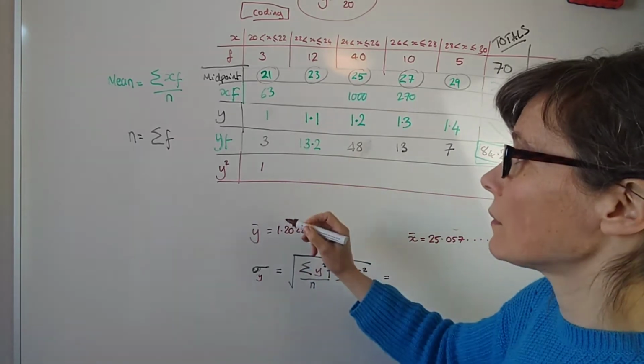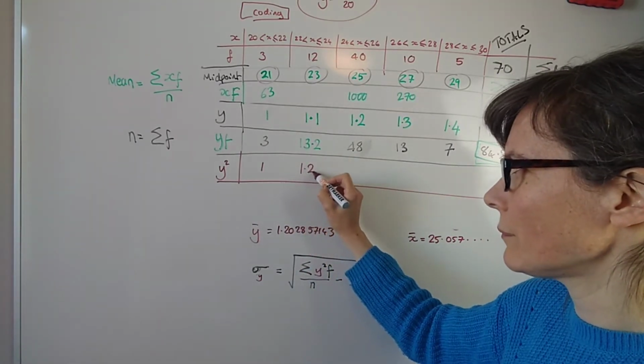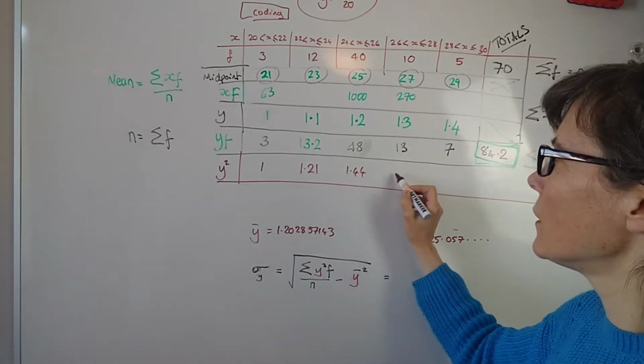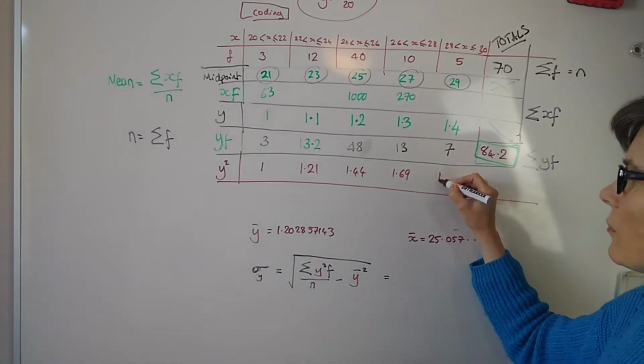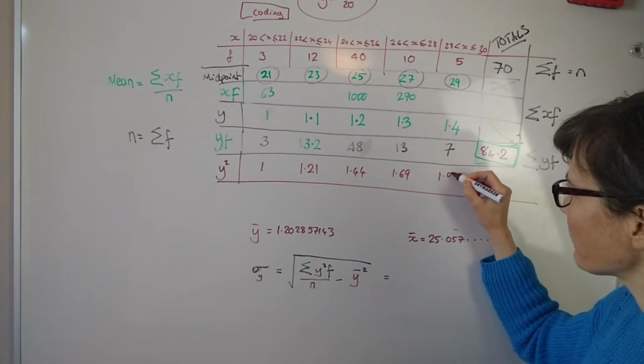So, well, 1 squared is 1. 1.1 becomes 1.21, 1.44, 1.69, and 1.96, I think.